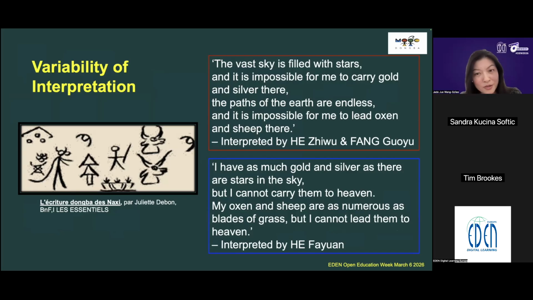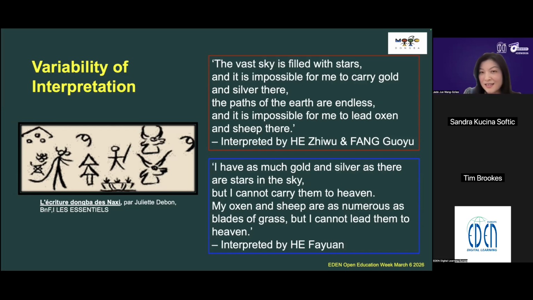Another feature of the Dongba script lies in its variability of interpretation. That is, interpretation may vary from one Dongba to another, even when reading the same manuscript. As you can see here, the different interpretations by Dongba He Zhiwu and Fang Guoyu and by He Fayun. Therefore, meaning is not fixed in the written sign itself, but depends on ritual knowledge, memory, and interpretive expertise. So in this context, the skills and the wisdom of the interpreters are particularly valuable.